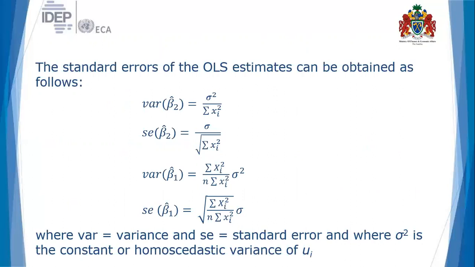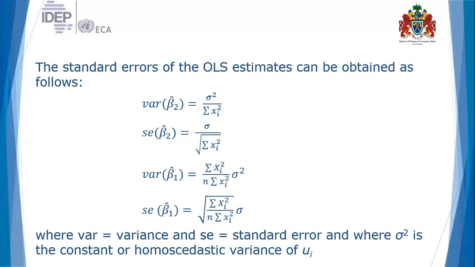Variance of beta hat 2 is equal to sigma squared, which is variance, divided by the summation of xi squared. Now, if we take the square root of both sides, the square root of variance is the standard error of beta hat 2, which is equal to sigma divided by the square root of the summation of xi squared. That will give us the standard error of beta hat 2.